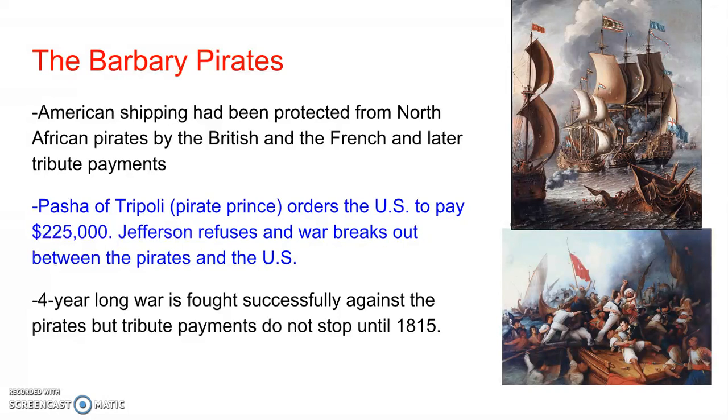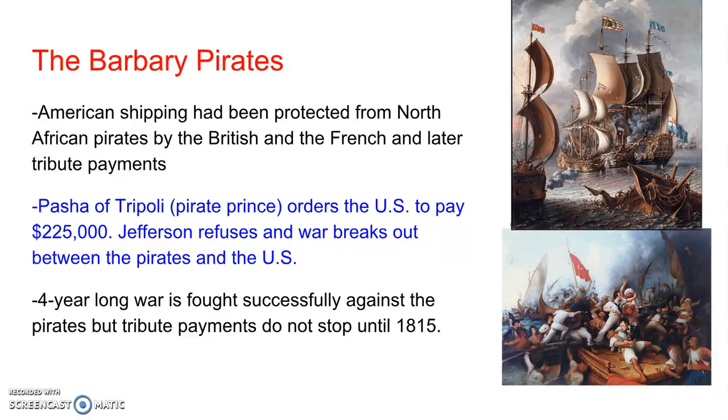So, there are these pirates in the Mediterranean Sea called the Barbary Pirates. We have been paying them tribute ever since we formed as a country. England had been protecting us with their navy, but when we broke away from them, they stopped doing that. The French protected us with their navy, but we had a falling out with them, remember, with the XYZ affair and the quasi-war. So we were paying these pirates tribute. We were giving them a set amount of money, a couple tens of thousands of dollars a year, for protection. They wouldn't attack our ships in the Mediterranean and everything.